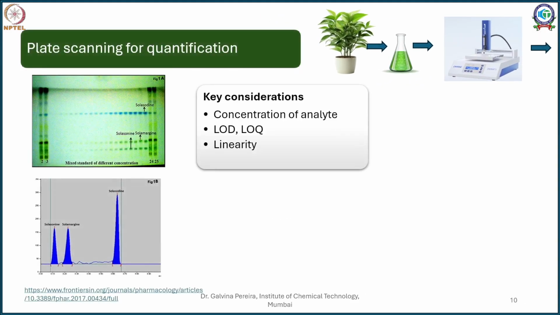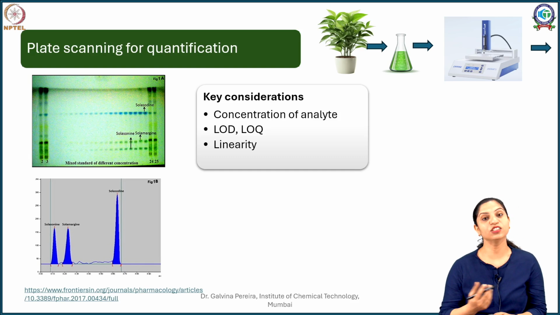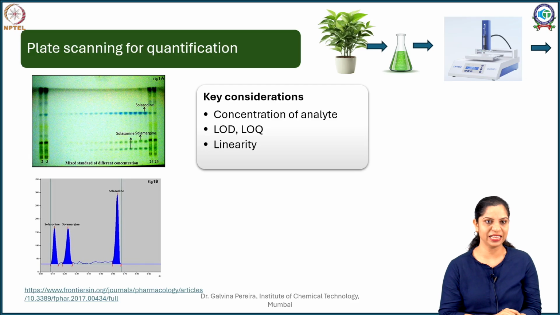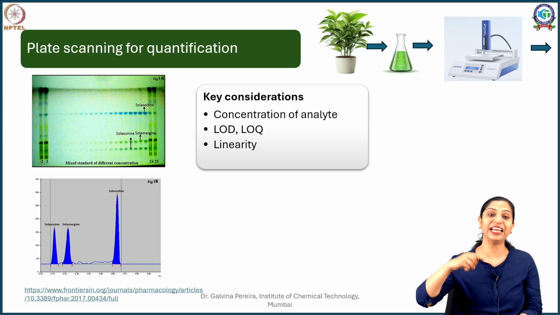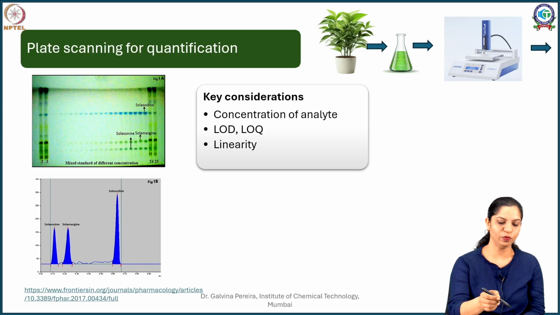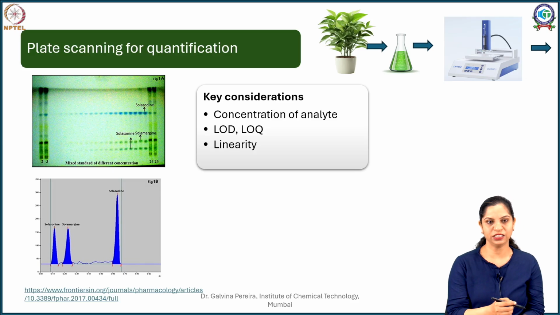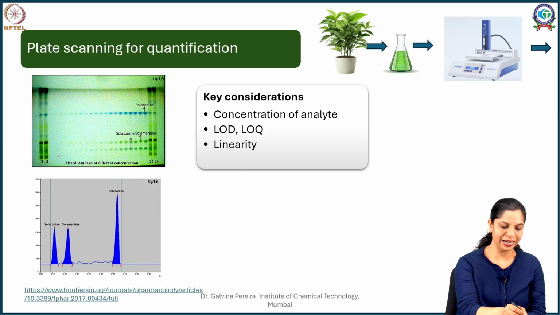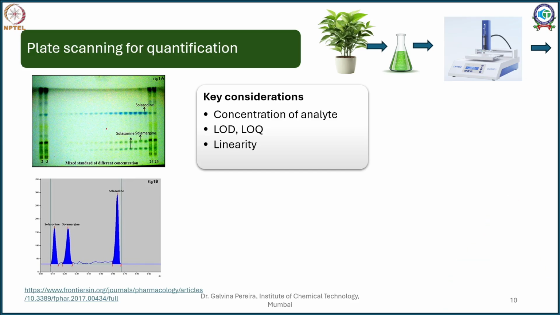Now once we do the visualization, the next step is scanning. The scanning is often referred to as densitometric scanning because it measures the density of the spot. Now just take an example, this is your Solanum, and in your Solanum you have different alkaloids such as solasodine, solasonine and solamargine. In that case, I am using mixed standards of different concentrations, so I am going to prepare a standard curve for, say for example, solasodine.